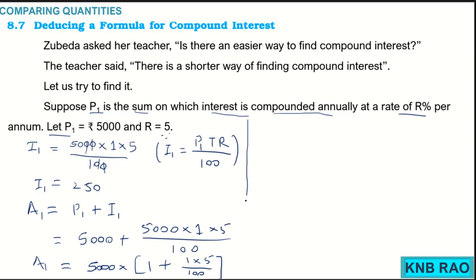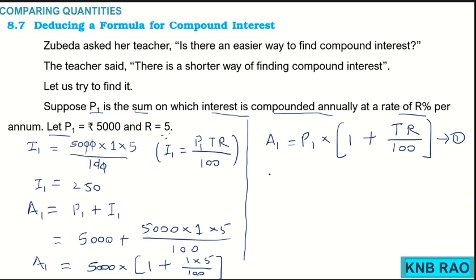Similarly, see children, the same thing I am using for the amount A1, which is P1 into 1 plus TR by 100. This is the amount by the end of the first year. Now, P2 will be the amount by the end of the first year, that is P1 times 1 plus TR by 100, which becomes the principal for the second year.